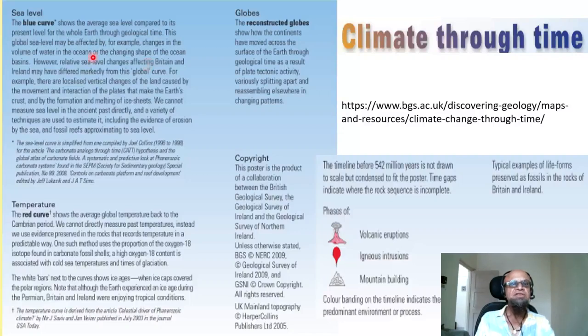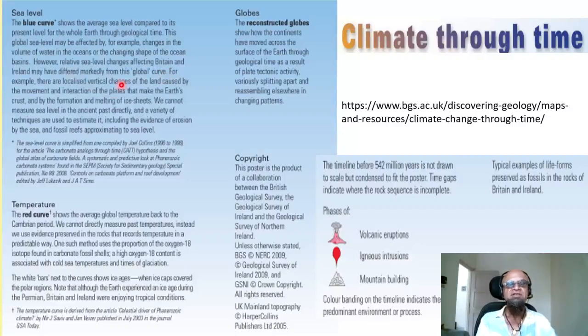So this global sea level may be affected by, for example, changes in the volume of water in the oceans or the changing shape of the ocean basins. And you already know that ocean basins change shape because the continents are moving, and you know that the volume of water can change because glaciers can build up and take water out of the ocean, or glaciers can melt and release the water back, and water can warm and expand, and so on and so forth.